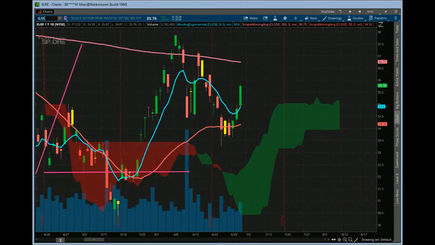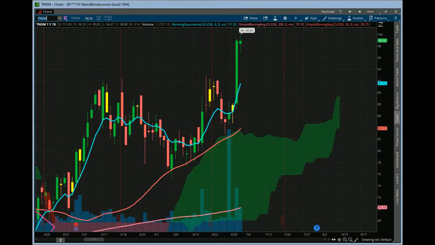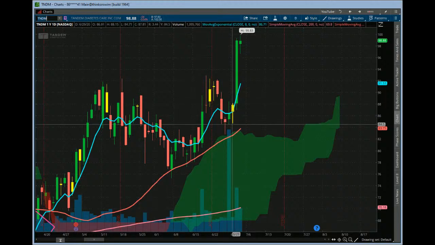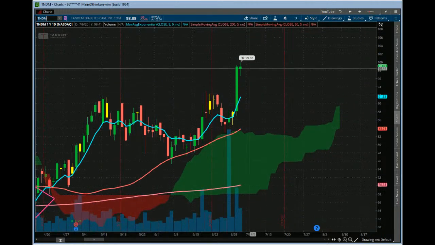Cool one. You like TNDM? Yeah. So possible pause day today on this one. It could be interesting. It's a pause candle, right? It's tough to get more volume than a big candle like this. So this could be a pause. It could be a little doji sandwich move type thing.